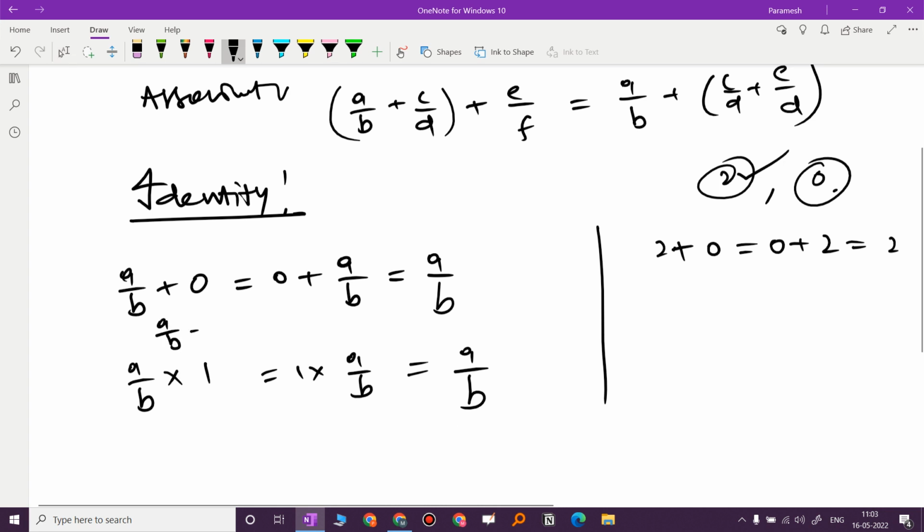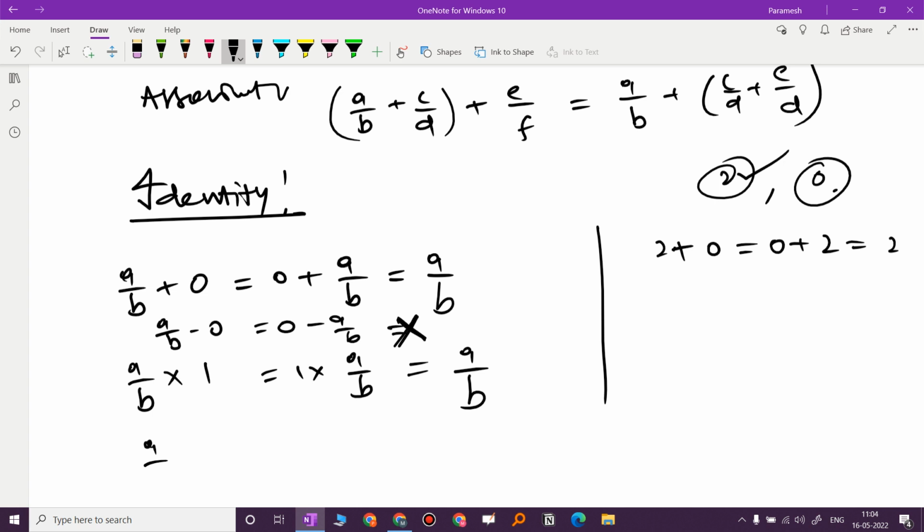What about subtraction? A by b minus 0 is not equal to 0 minus a by b. Are both the same result? No, this is a by b minus 0 gives a by b, but 0 minus a by b gives minus a by b. So that's why under subtraction the rational number set does not satisfy the identity property.